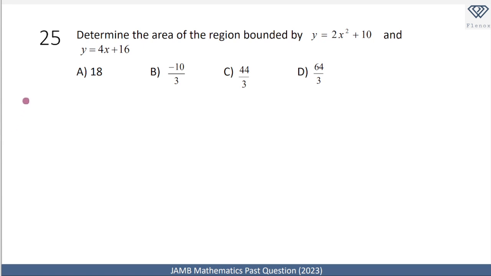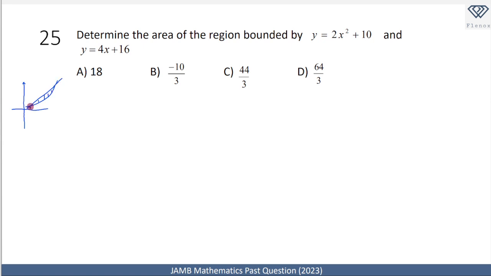To represent this diagrammatically, although I'm not going to sketch this graph to scale, just imagine you have a quadratic function, because you have an x squared component, and the second is a straight line. So you have something like this, where the curve represents y = 2x squared plus 10, and the straight line represents y = 4x plus 16. I want to find the area between both of these, bounded by this region. Now, how do we do that?